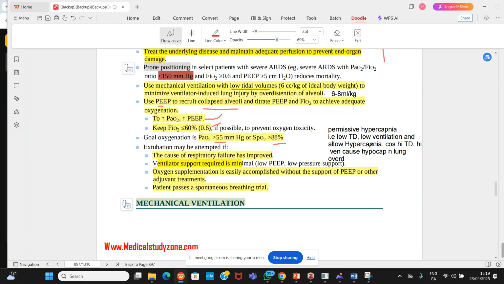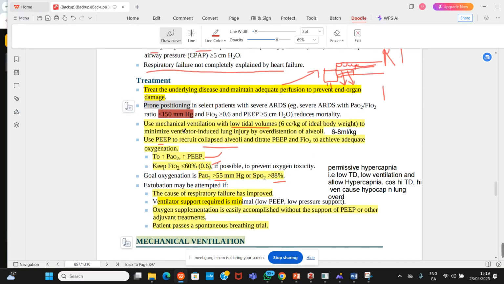So there's something you call permissive hypercapnia. They can ask in the exam. Thank God I have it here so that I don't forget. Now, we said you want to reduce tidal volume in people with ARDS. Please don't forget, if we reduce tidal volume, what do you think is going to happen to ventilation? Is it going to drop or is it going to increase?